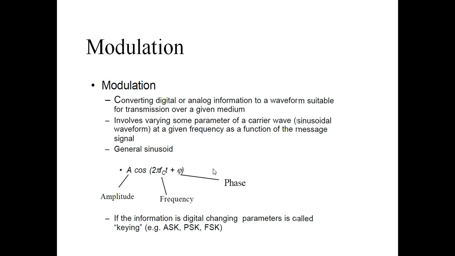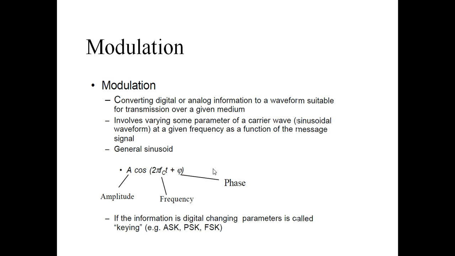If the source information is in the form of digital data, it changes any one of the parameters: amplitude, frequency, or phase. If one parameter changes, the other two are kept constant. So if the signal is digital, there are three types of digital modulation techniques: first is amplitude shift keying, second is phase shift keying, and third is frequency shift keying, as per what we change in the sinusoidal carrier.